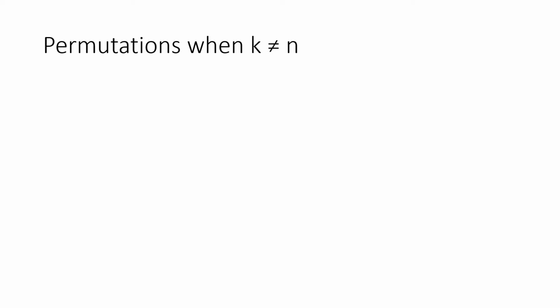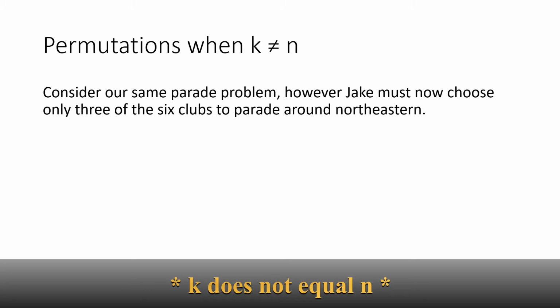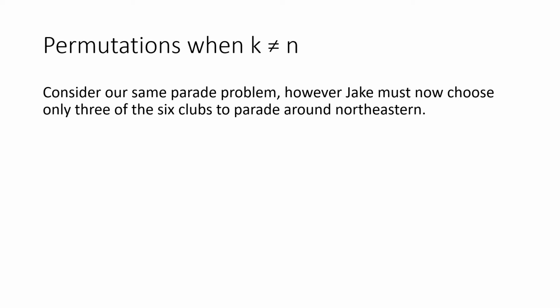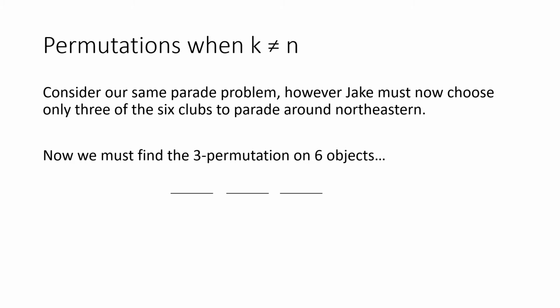So how about when k does not equal n? We can consider our same situation with the parade, but let's say now Jake must choose only 3 of the 6 clubs to parade around Northeastern. So now we are looking for the 3 permutation on 6 objects. Again, we have our order. For the first position, we have 6 different options, and the next we have 5, and then 4. So our final answer for the 3 permutation on 6 objects, the number of parades of 3 out of 6 clubs, is 6 times 5 times 4, or 120.